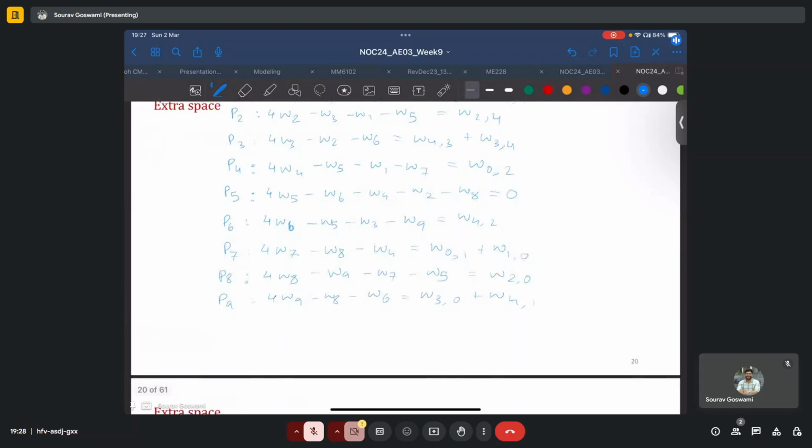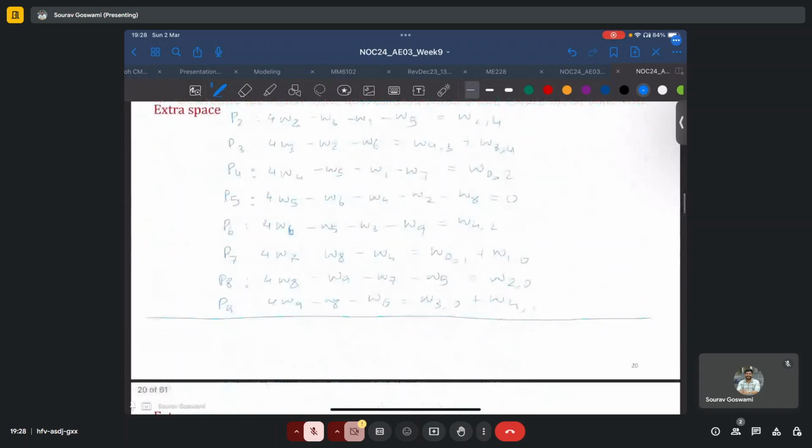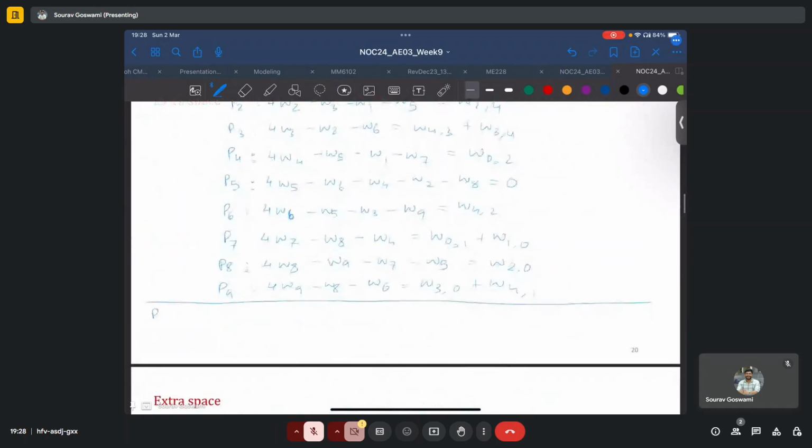Let us also take a moment to write all the boundary conditions as per our choice. So we have chosen the left and the bottom edges to be held at 0. So the boundary conditions will become W1,0 equals W2,0, W3,0, plus W0,1, W0,2 equals W0,3, and all of these are held at 0.